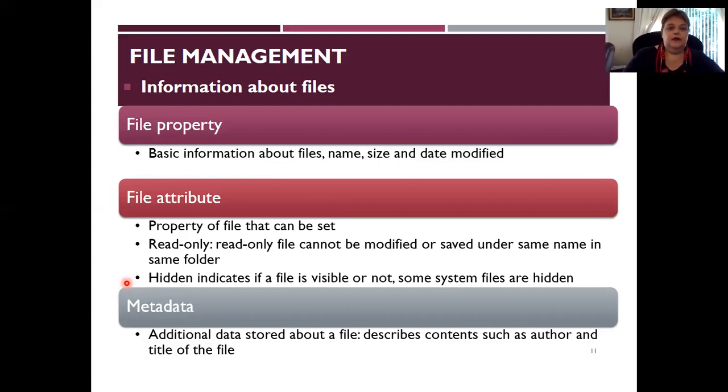Then metadata, as I explained in the first part here, if you went to File Info, you would be able to get all the additional information about your file. So the metadata is additional data stored about a file that describes the contents of the file, such as the author and the title. Okay, this is all on page 72 and 73 in your Study Opportunities textbook.